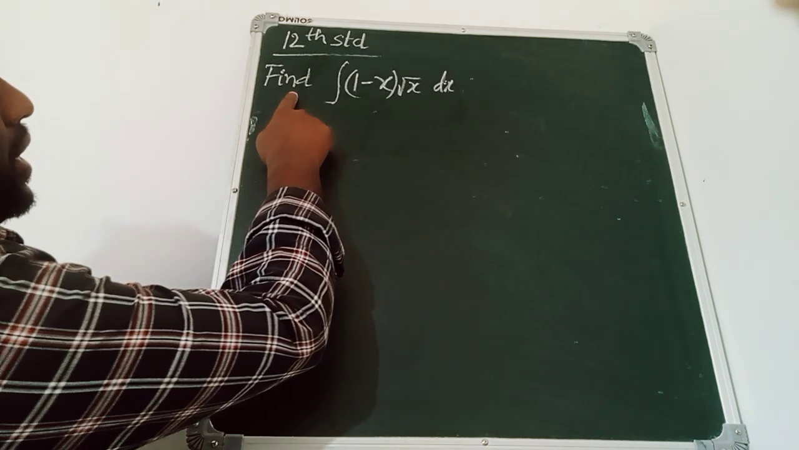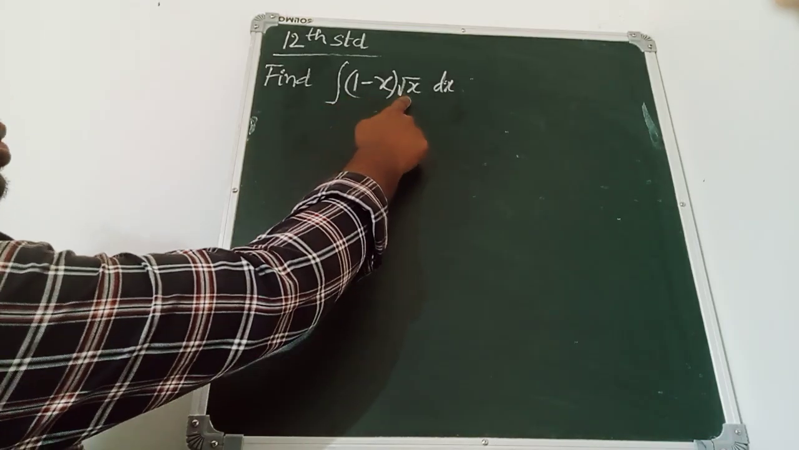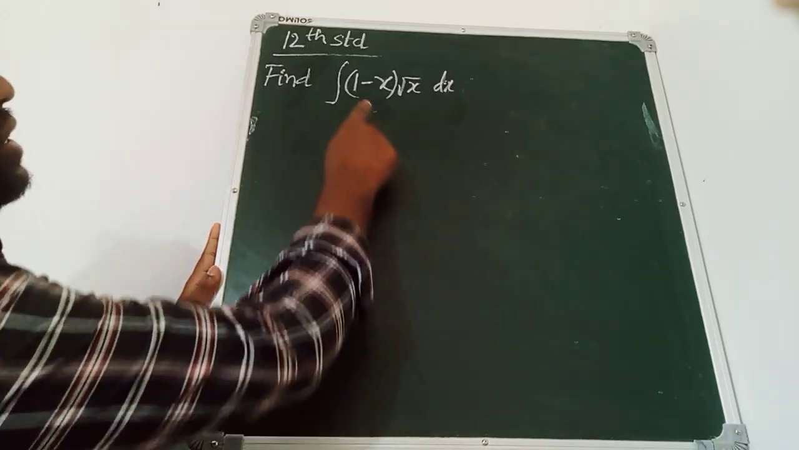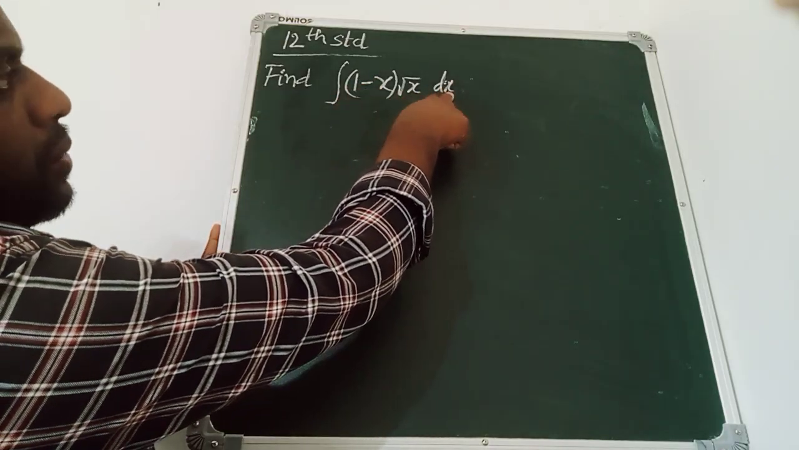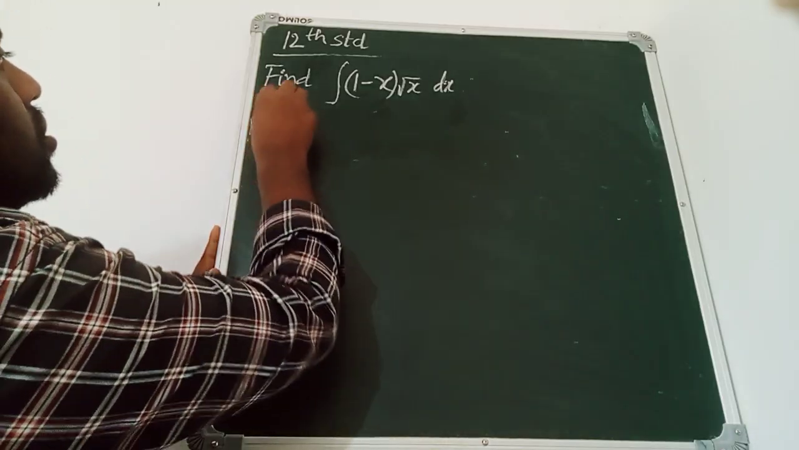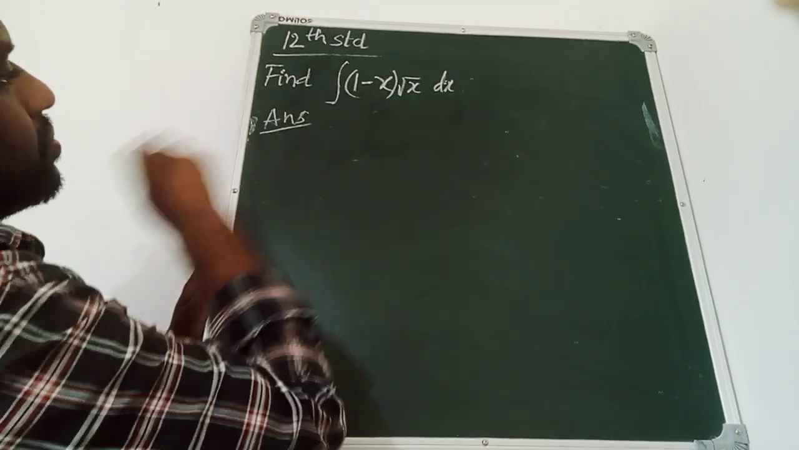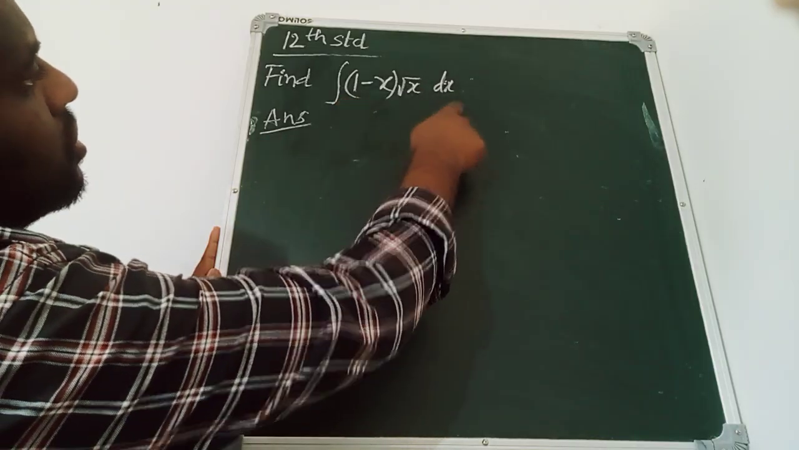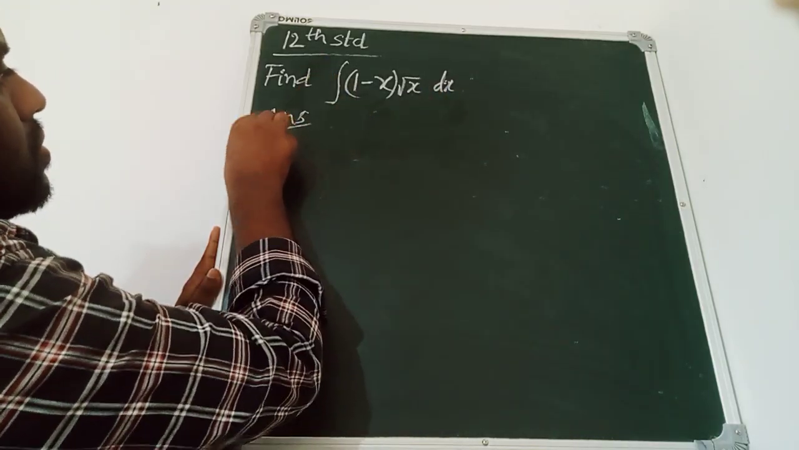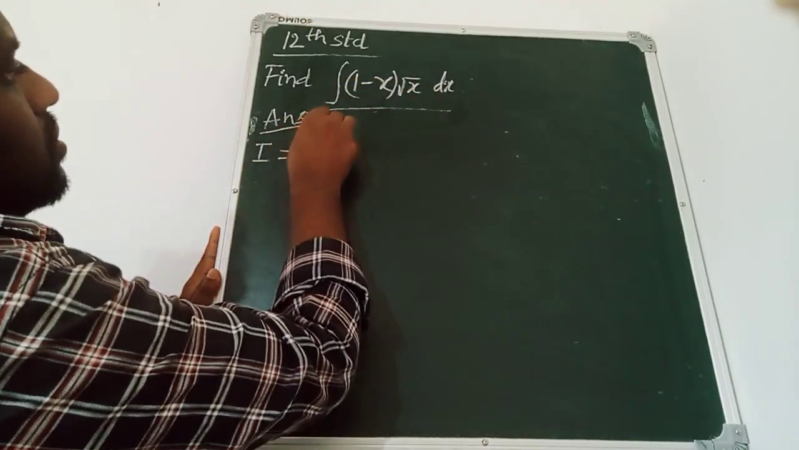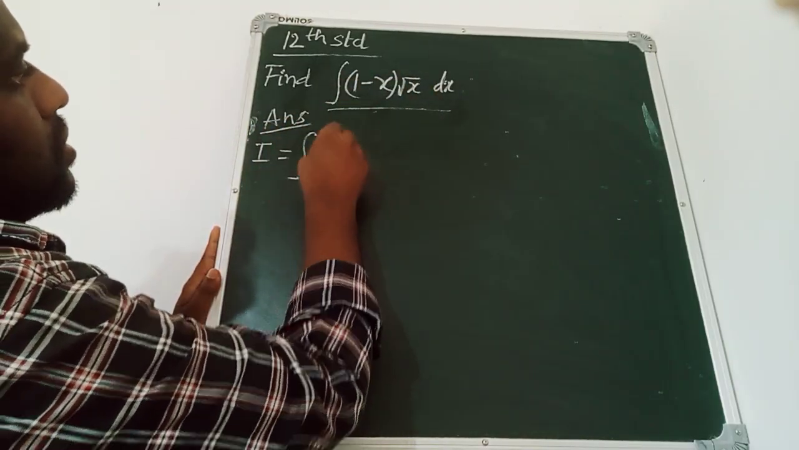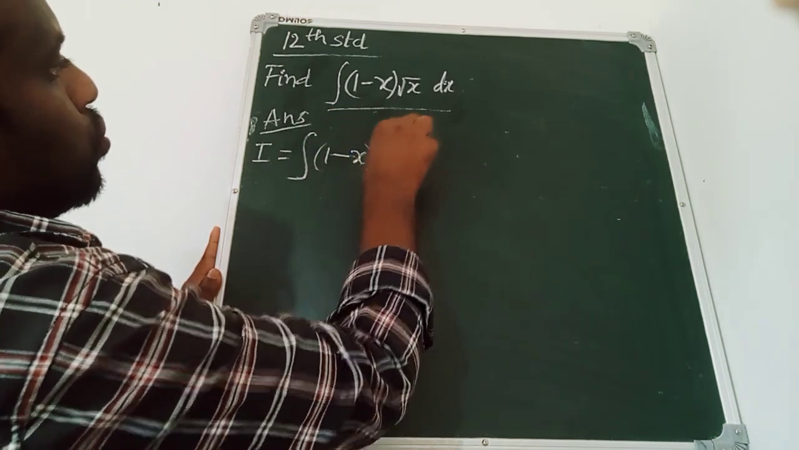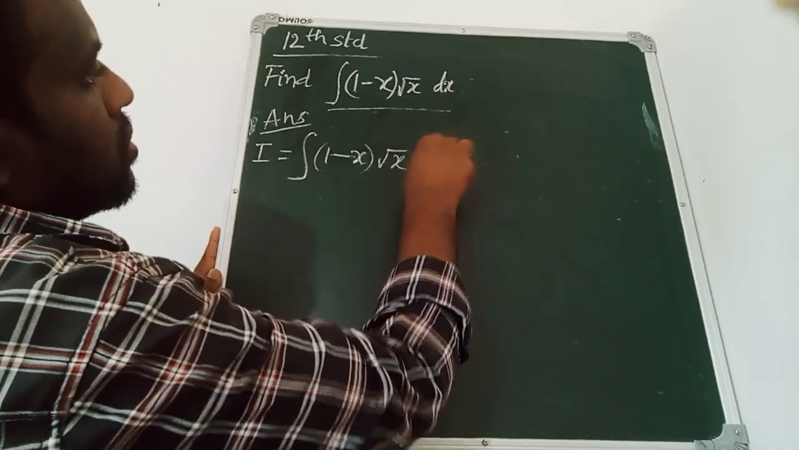Find the integral of (1 minus x) into root x dx. So we have to integrate this with respect to x. dx means with respect to x. So, answer: first I will take this as I is equal to the integral of (1 minus x) root x dx.